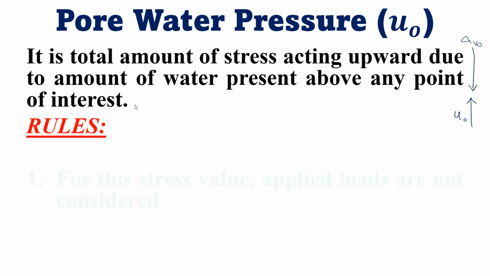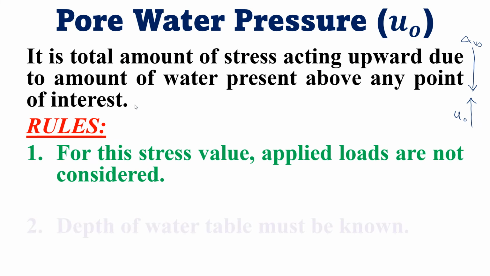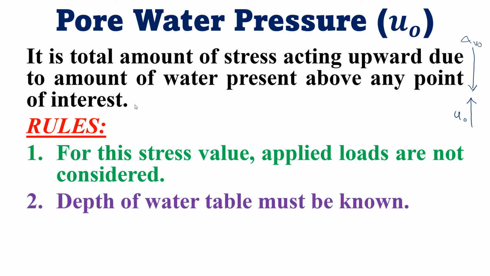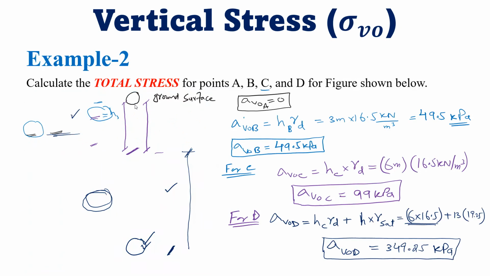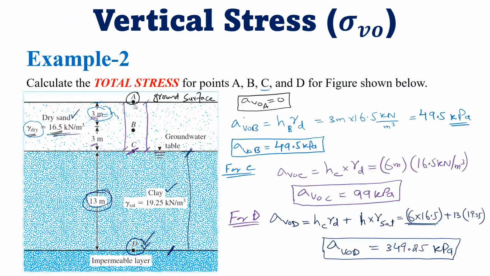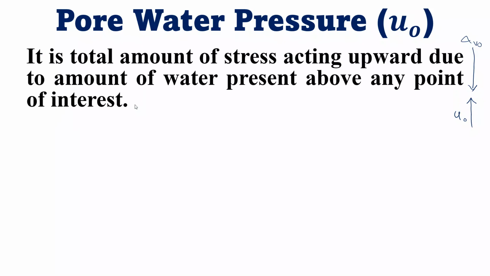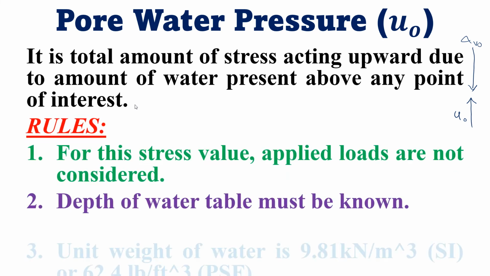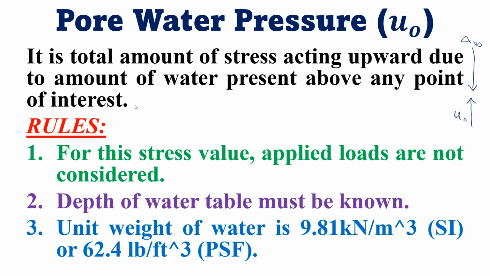The rules for this are simple: we will not consider the applied loads, but the depth of the water table must be known. In these questions, if the depth of the water table is not known, there will be a problem. To calculate pore water pressure, we must know the depth of the water table. The third rule is the unit weight of water, which is 9.81 kilonewton per meter cube in the SI unit system, and 62.4 lb per foot cube in the pound-second-foot system.